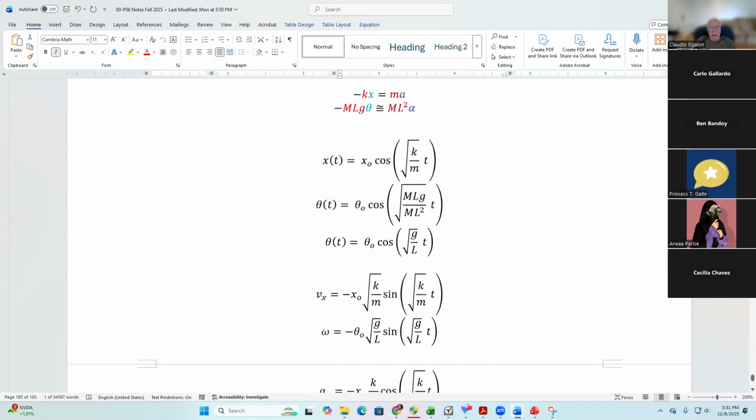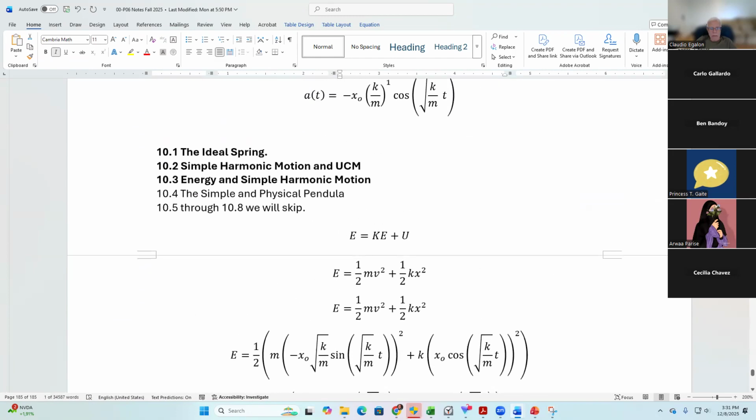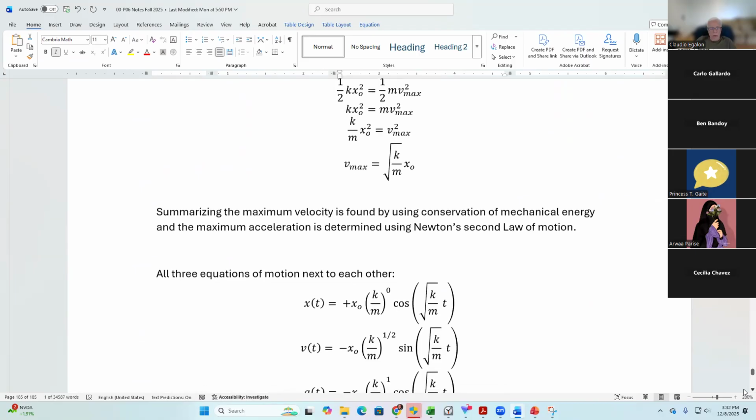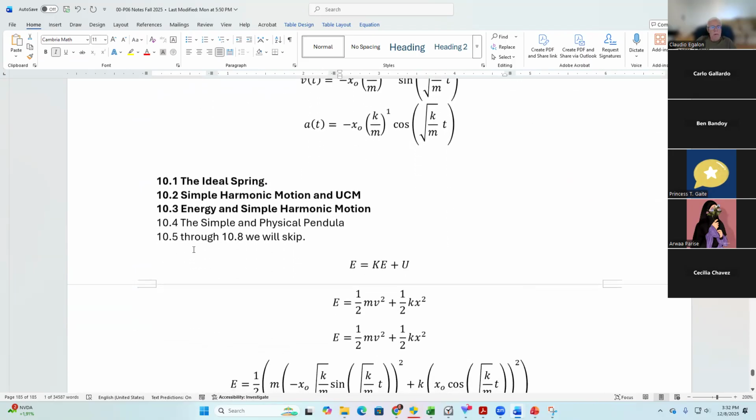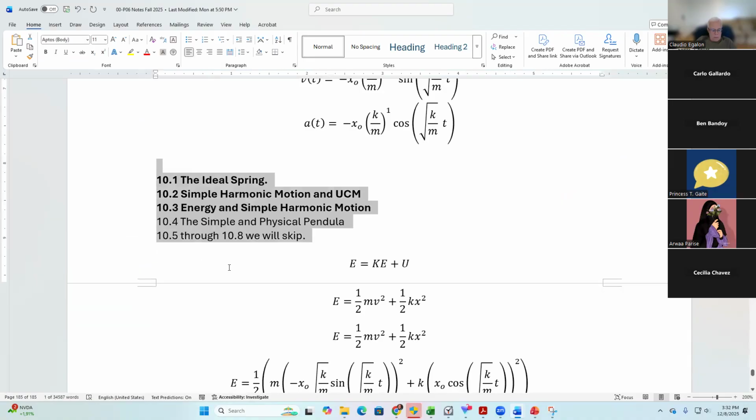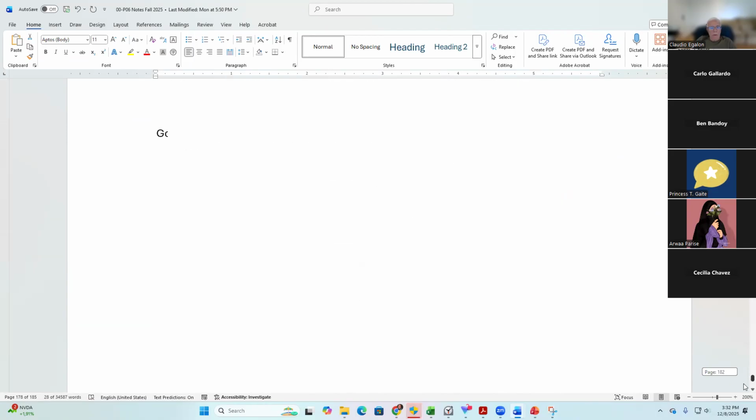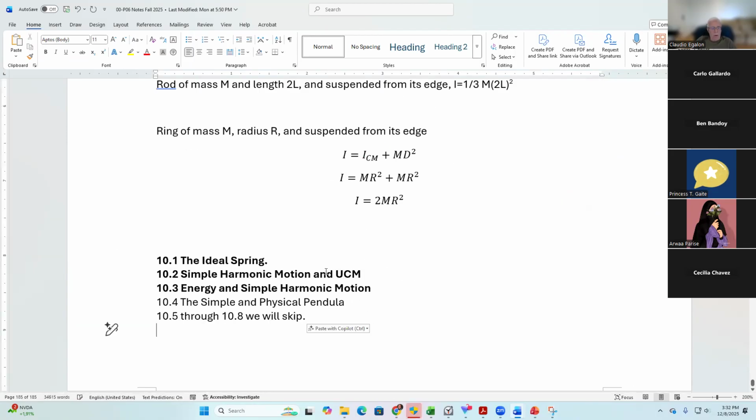Let's take a look at the, okay, right here. So here you go. Sections 10.5 through 10.8, we will skip. And then we finish simple harmonic motion.